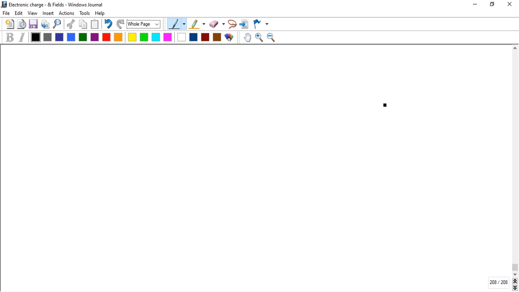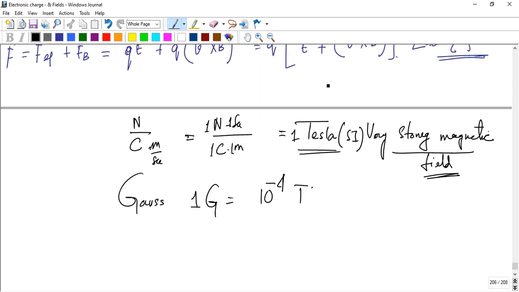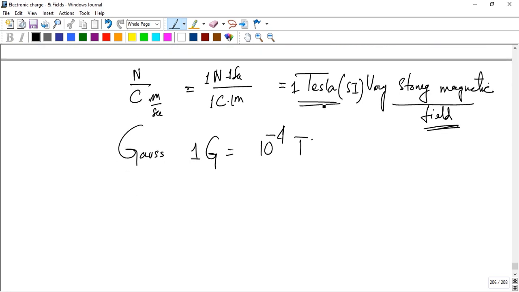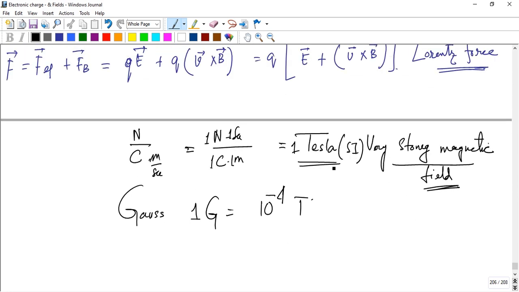So today we continue the previous topic discussion, moving charge and magnetism. In the previous class, the SI unit of magnetic field is Tesla, and 1 Gauss is equal to 10 to the power minus 4 Tesla.